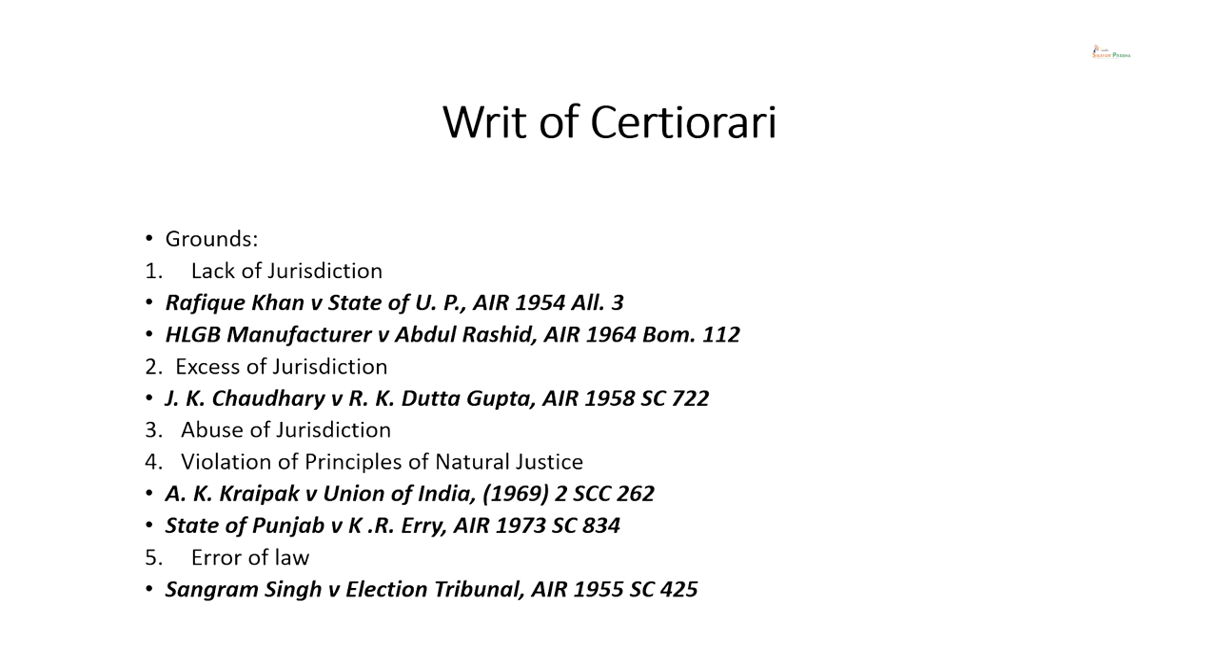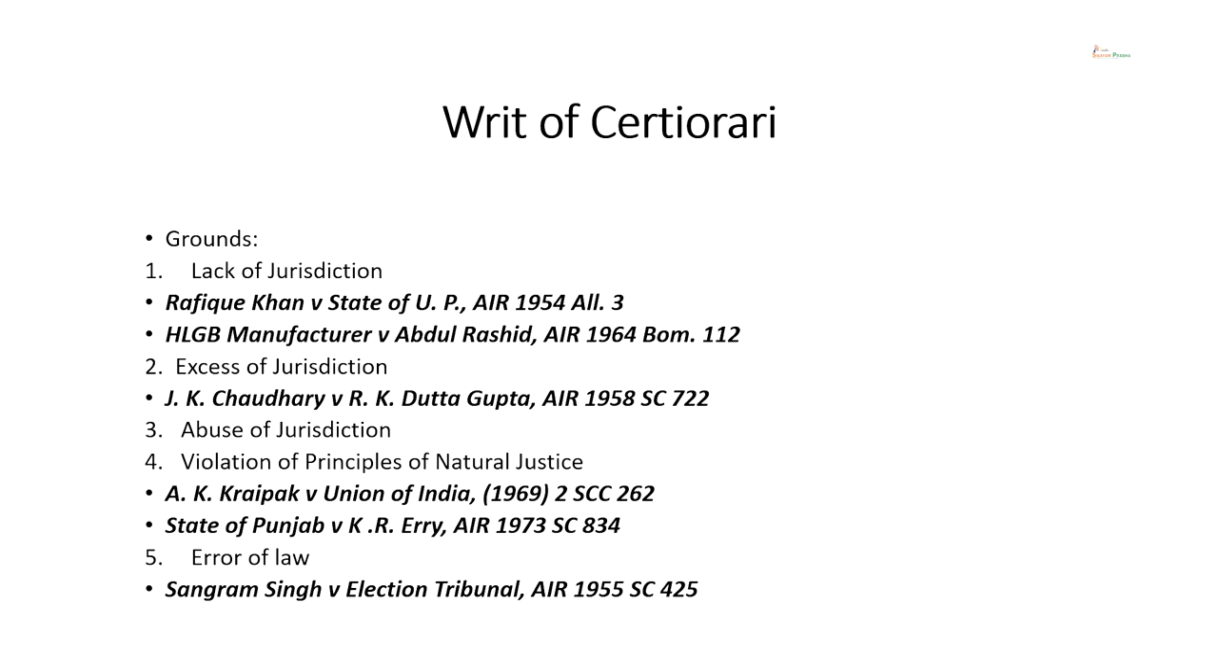Then the next ground is the abuse of jurisdiction. The ground of abuse of jurisdiction may arise when the authority acts for an improper purpose, acts on extraneous considerations, acts in bad faith, or leaves out important or significant considerations in the process of decision making. It may also arise when the authority does not exercise the jurisdiction given to it by itself and delegates this authority to some other body or someone else.